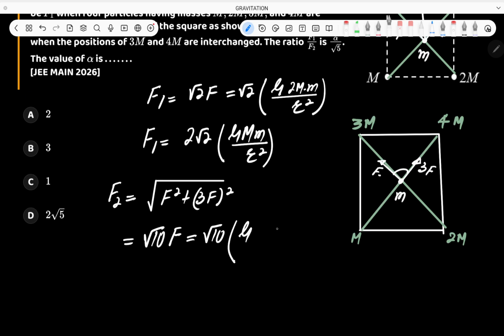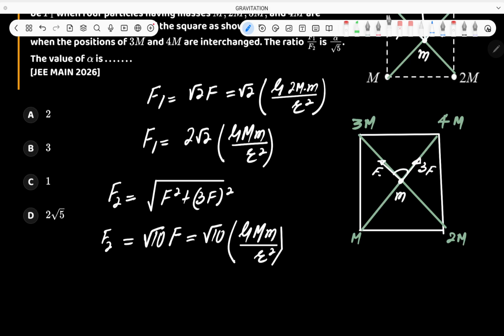So in place of F, what can we write? We can write G capital M small m divided by r square, where F is the force because of 1 capital M. So this is our force F2. I hope that this is clear.